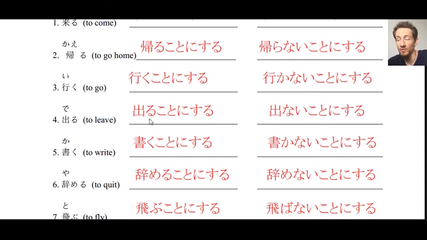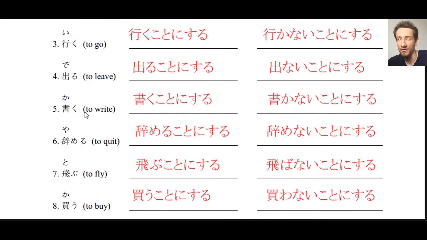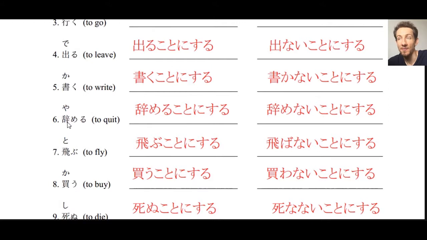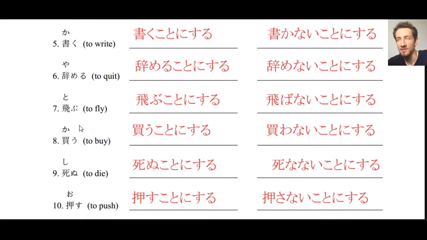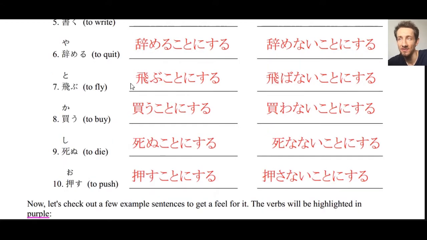Deru, deru koto ni suru, decide to leave or go out. Denai koto ni suru, decide not to leave. Number 5, kaku, kaku koto ni suru, and kakanai koto ni suru, decide not to write. Number 6, yameru, yameru koto ni suru, decide to quit. Yamenai koto ni suru, decide not to quit. Number 7, tobu, tobu koto ni suru, and tobanai koto ni suru, decide to fly, decide not to fly.